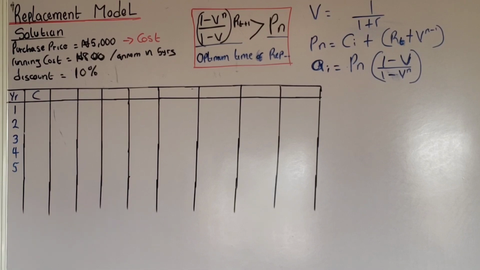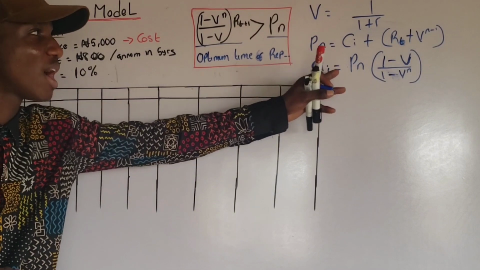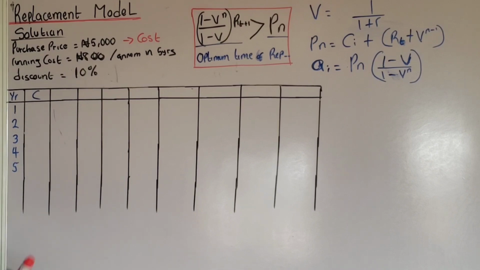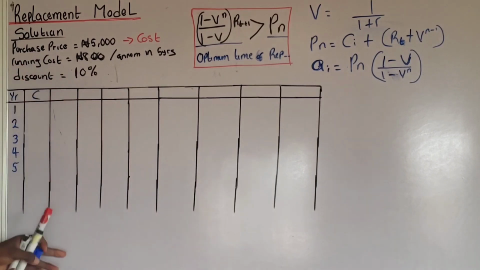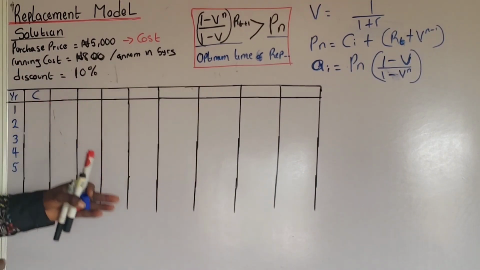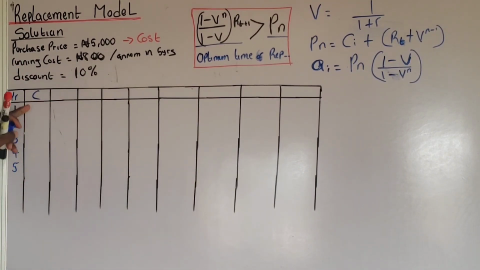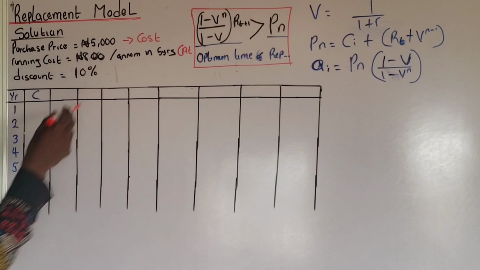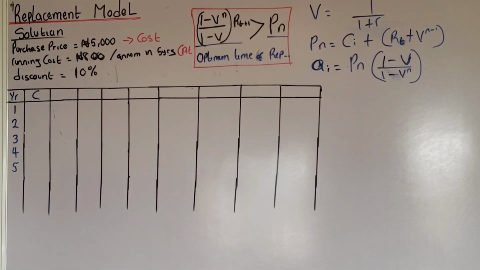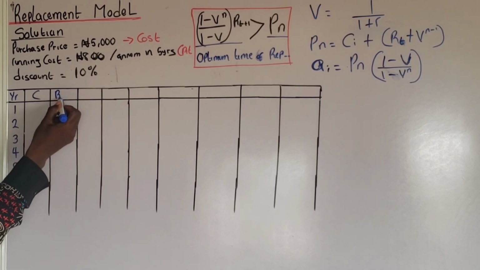Now, because on this formula as well, I need the RT. It is this formula that tells me what I'm going to have on this table. So now, when I have the cost, I need the RT. Don't forget that RT is for running cost, or maintenance cost. And the running cost is 800 naira. That is for the first 5 years. So I'm going to have RT.